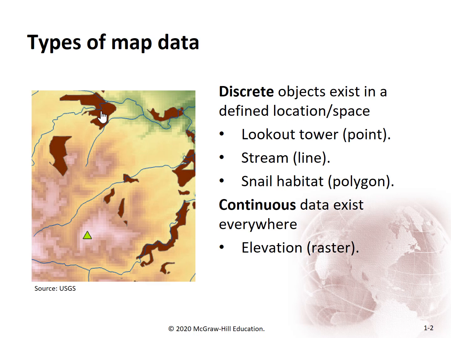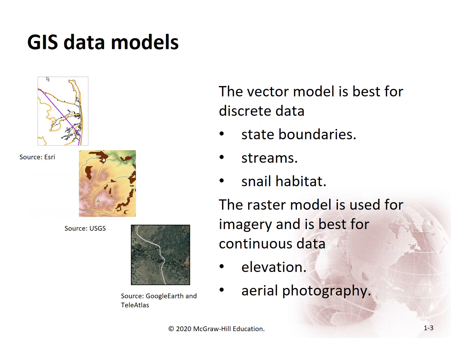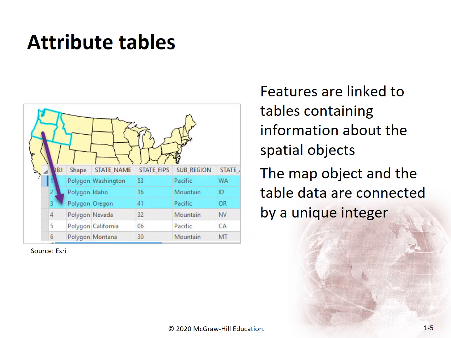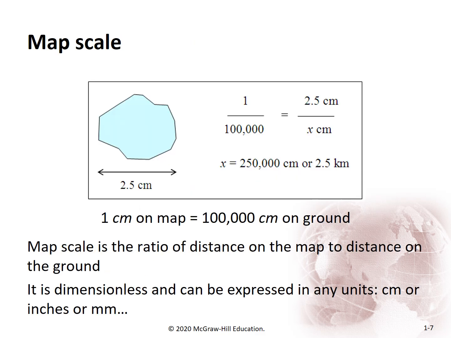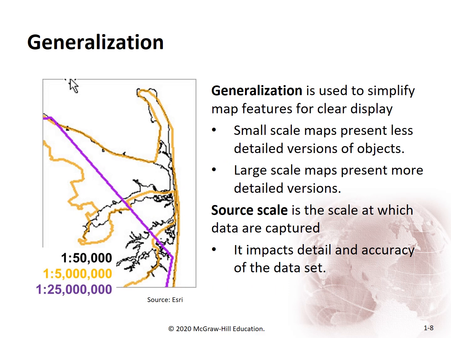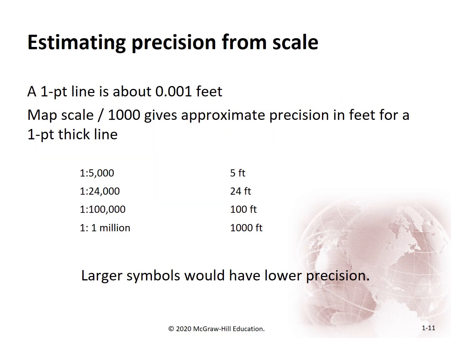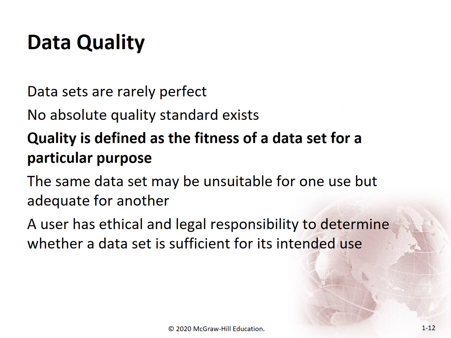Discrete and continuous, that's important. Know what vector data is. Know what attributes are. Understand what generalization is and how you use it. Know what the definition of quality data is. It's here in bold. Should be hard to miss.